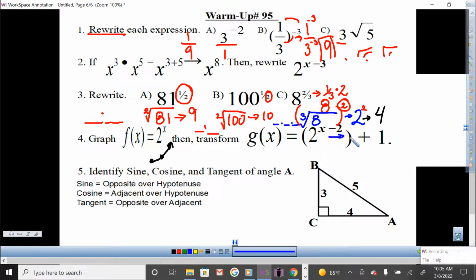Very good. 2 to the right and 1 up. 2 to the right, 1 up. So that means 2 to the right, 1 up. So my new one should be right there.